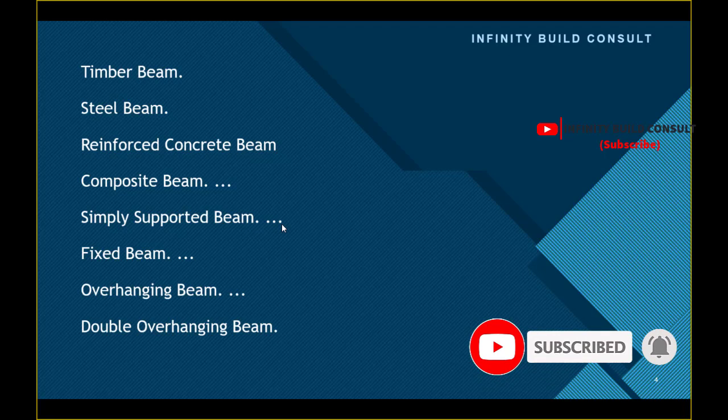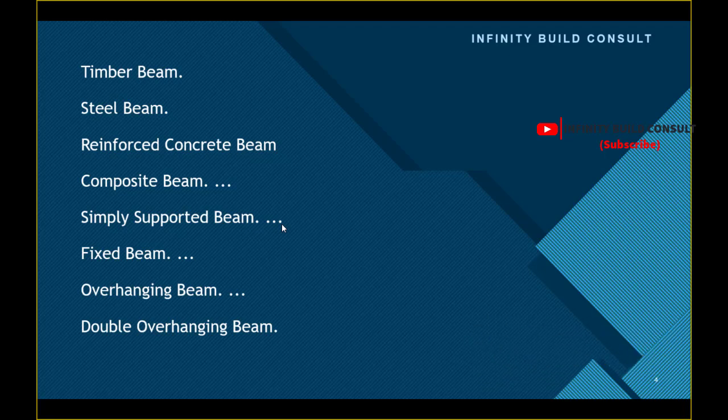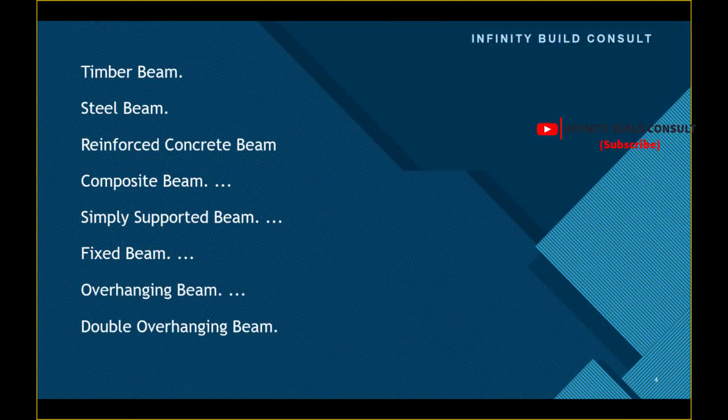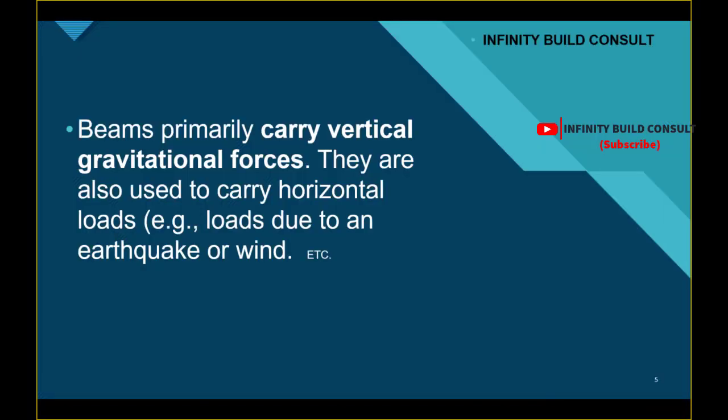So we move on to the functions of a beam system. What is the main function of a beam system? Let's see. The primary function of a beam system is to carry vertical gravitational forces. So the primary function of a beam is to carry a gravitational force.